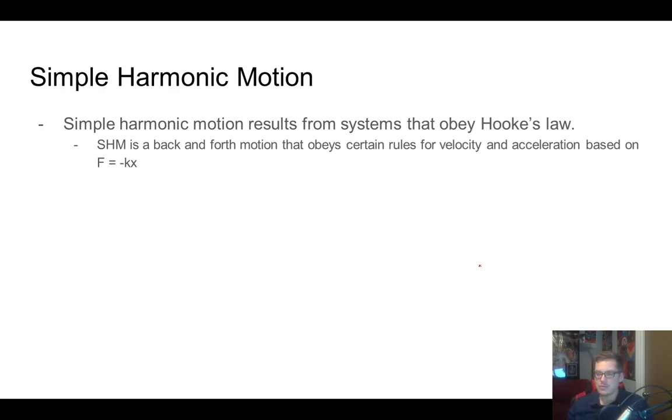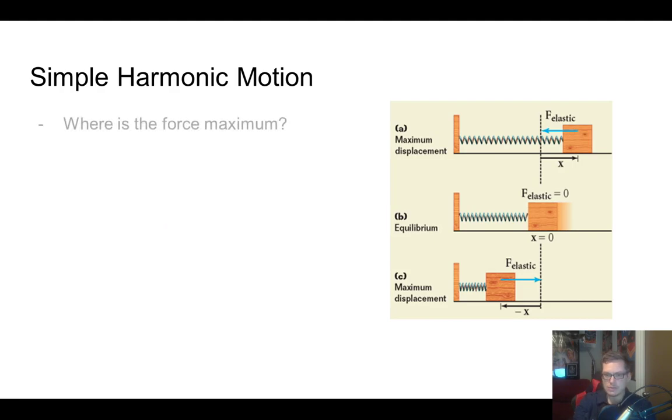And simple harmonic motion, not only is it nice because it's simple, but it also obeys very specific rules for velocity and acceleration based on this formula here. So that's really why we care about simple harmonic motion, because if we can establish a system that is in simple harmonic motion, it allows us to make very specific generalizations about its motion. So let's look at some of those.